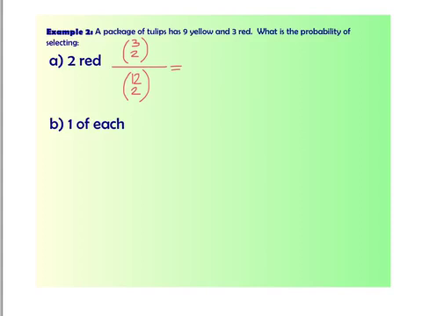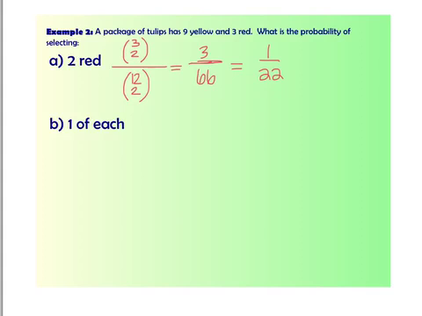So the numerator is the number of ways to pick 2 red. The denominator would be the number of ways to pick just 2 flowers in general. So the total number for the specific event over the total number of possibilities. Or in this case, the probability is 1 over 22.